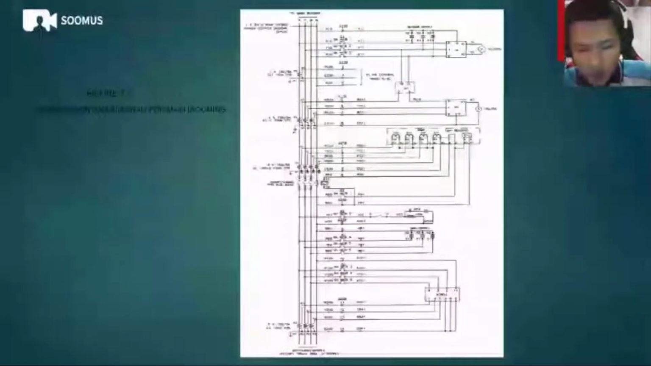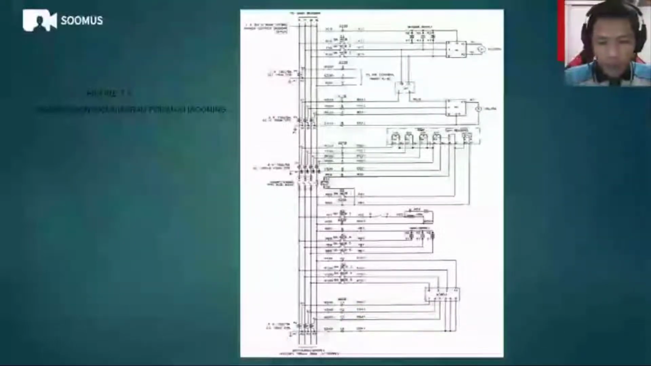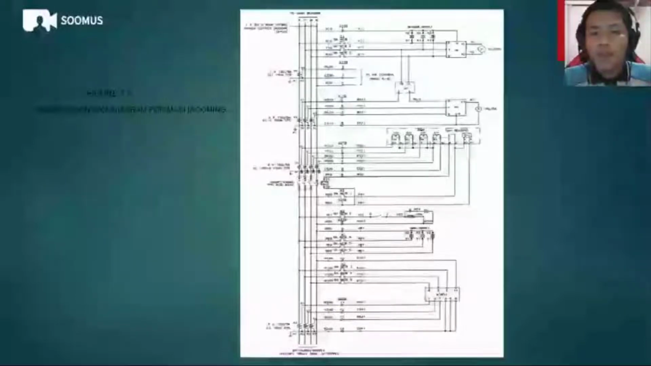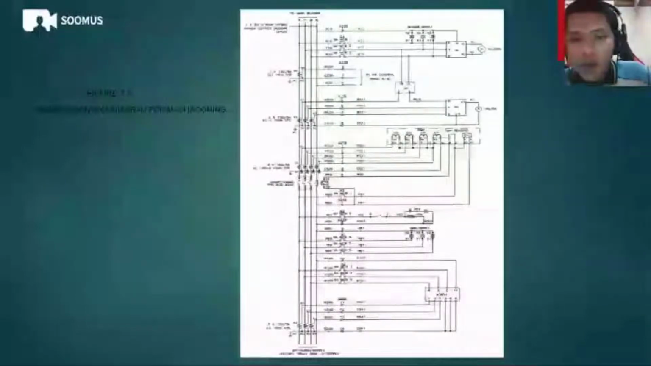Okay, next. This is the connector for cable R, Y, and B that connects to the line of the red, yellow, and blue wire to the kilowatt hour meter.